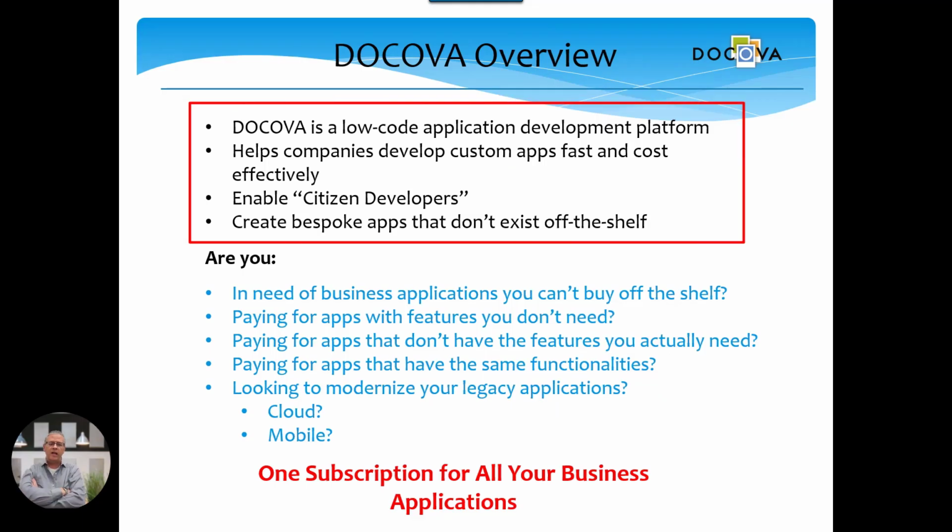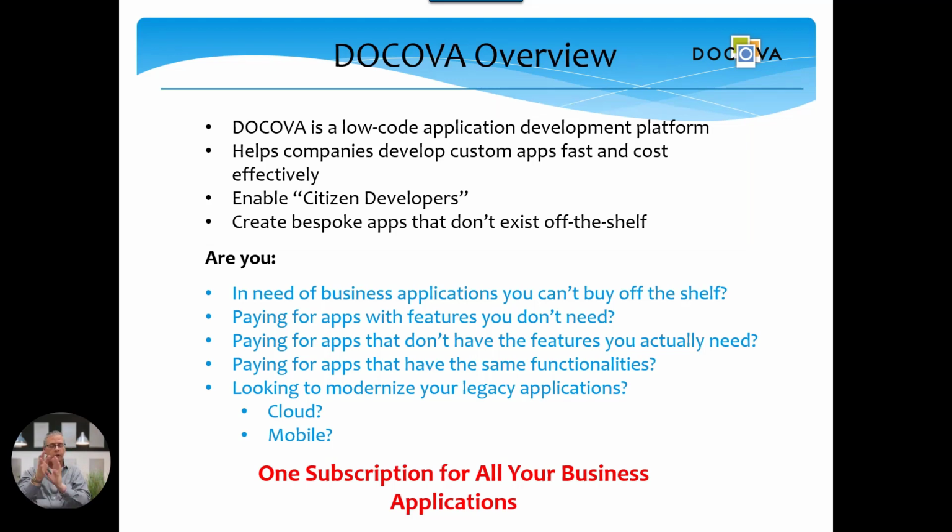DOCOVA is a low-code application development platform, helps companies develop custom apps fast and cost-effectively. That is the promise of low-code, no-code solutions. We enable citizen developers, but we work with IT so that you can balance how you do that. A citizen developer, if you don't know, is like a business user that IT, for example, trains and gives access to develop applications on the DOCOVA platform.